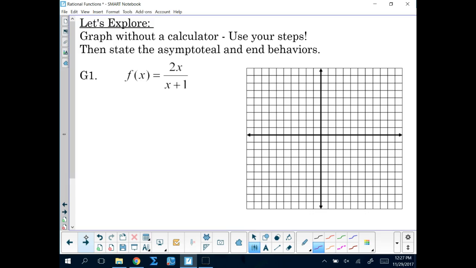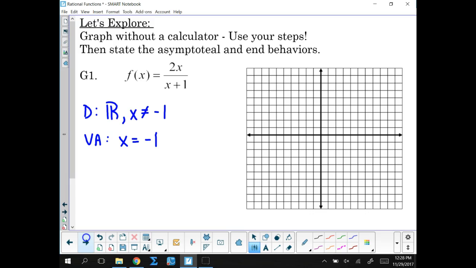Alright, so step number 1 is what? Domain. Find the domain and the vertical asymptotes. What is the domain of this function? All real numbers, but x cannot equal -1. Do we agree? Yes. Which means the vertical asymptote is what? X equals 1. Oh, yeah. X equals -1.